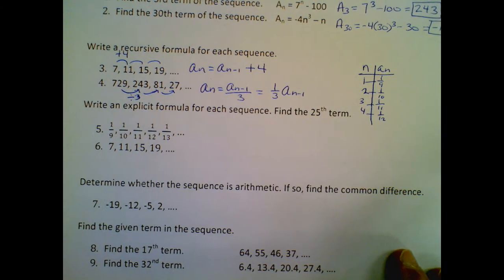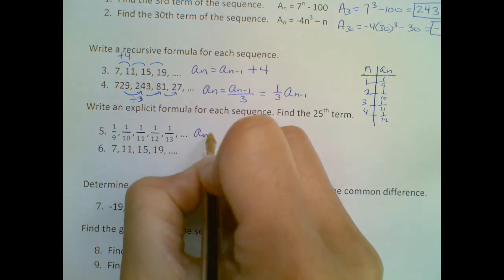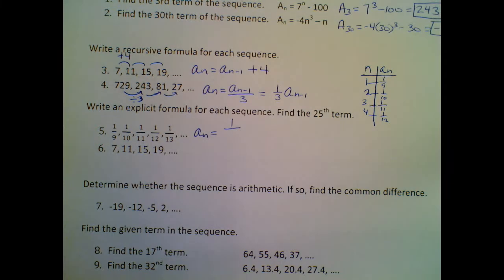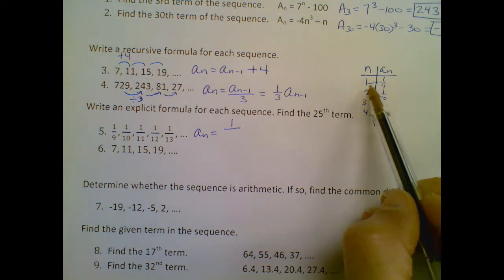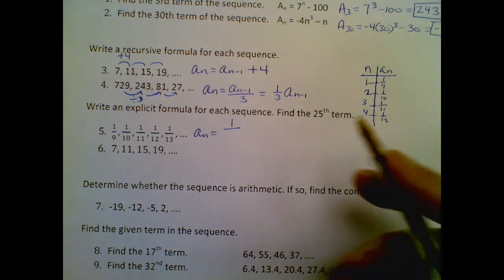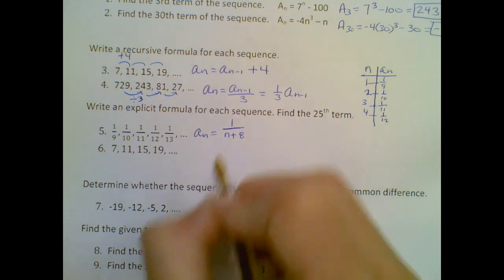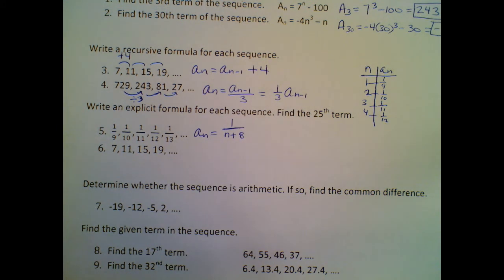Notice how the top is just a constant, it just stays 1. So I would start off with just putting 1 on top and then look for the pattern in the denominator. So 1 to 9, 2 to 10, 3 to 11, 4 to 12. It's adding 8 each time. So the n plus 8 all goes down in the denominator.